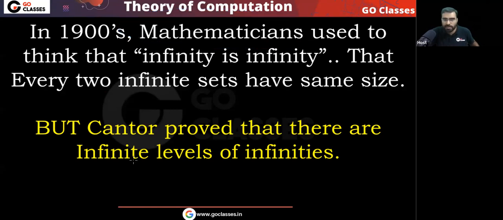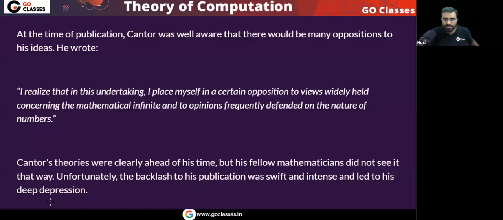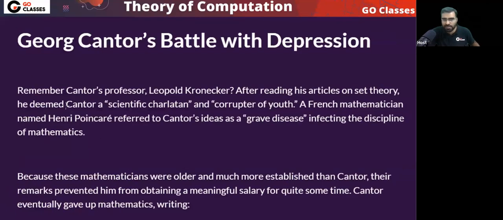So let me tell you what happened. The same thing happened: mathematicians were not happy. They were really not happy. And basically they opposed him. His fellow mathematicians thought that this man was lying, that he was doing unnecessary things. At that point of time, he faced a lot of backlash, and he went into depression. Actually his professor himself did not agree with his paper.